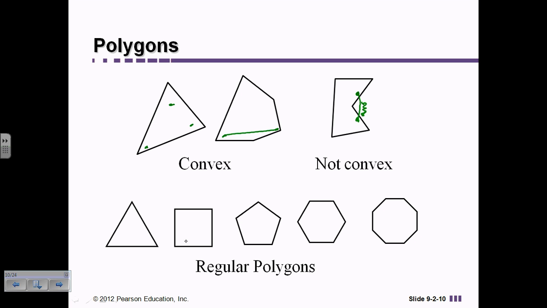And then these polygons are all regular. This is a triangle, all the sides are the same. A square, a pentagon, hexagon, and octagon. And we're going to talk about that now.